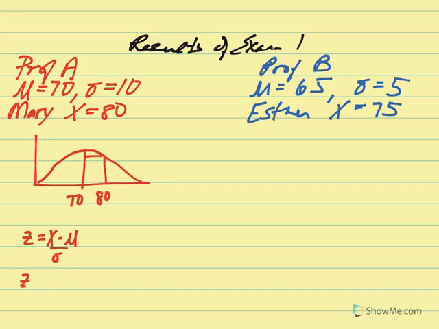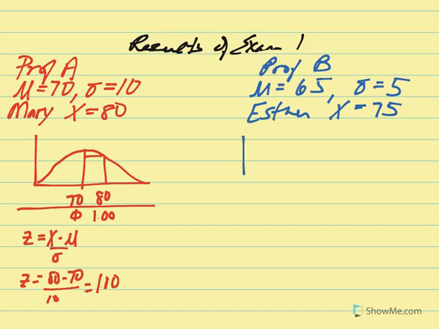So Mary's z-score, again, if we convert this, we know the mean is equal to 0. So Mary's score of 80 minus the mean of 70 divided by standard deviation of 10. So 10 over 10 gives us 1. So her standard deviation difference from the mean is 1 point. So she's one standard deviation unit above the average or away from the average.